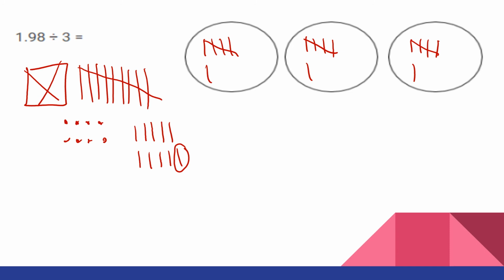The 8 hundredths does not divide evenly by 3, but if I take this tenth and trade it into hundredths, that gives me 18, which does divide by 3. 1, 2, 3, 4, 5, 6, 7, 8, 9, 10, 11, 12, 13, 14, 15, 16, 17, 18. So in this problem, I have 6 tenths and 6 hundredths is my answer.